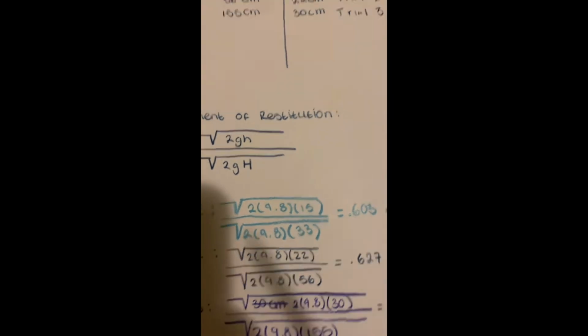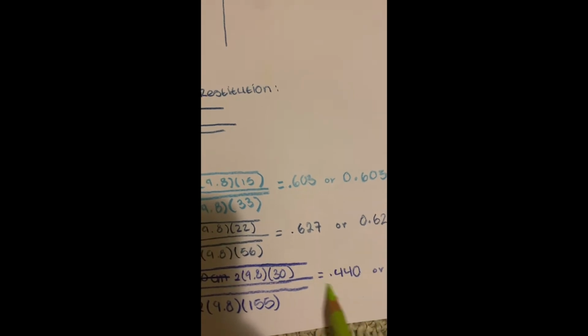0.603. Now, you should get a relatively consistent answer if you collected the data properly. You can see that here, trial 3 is quite different.